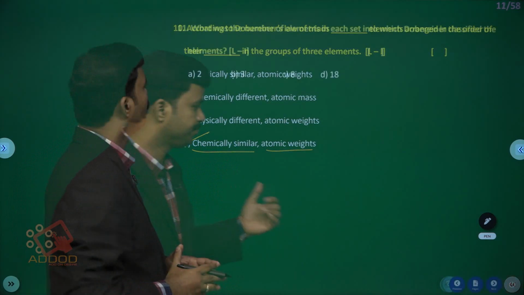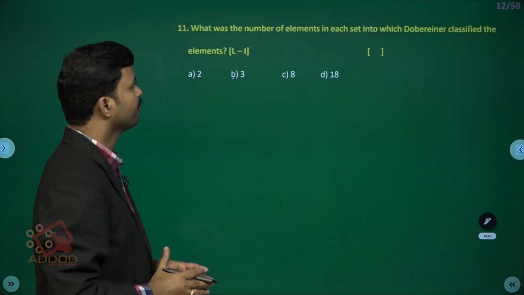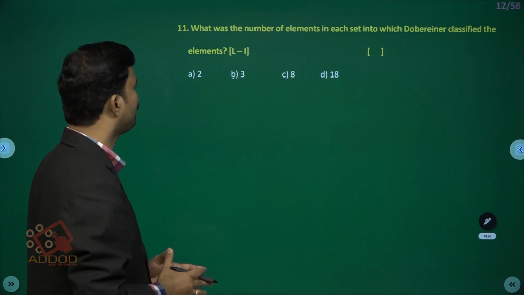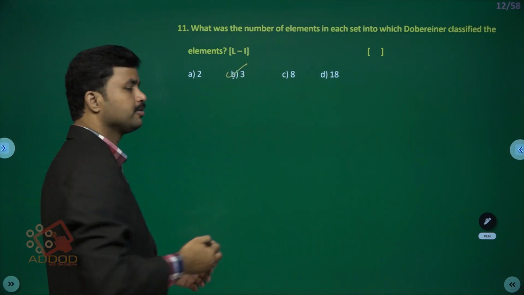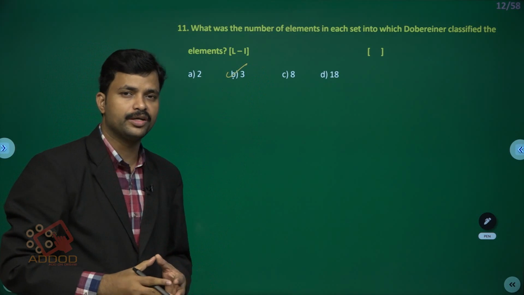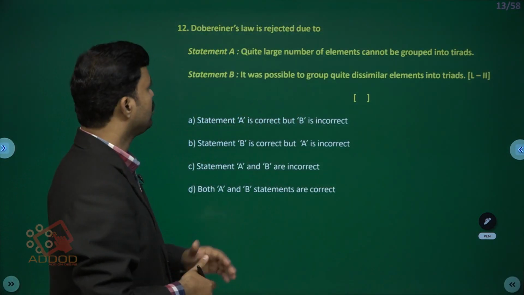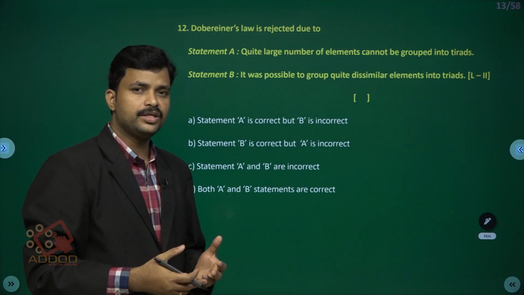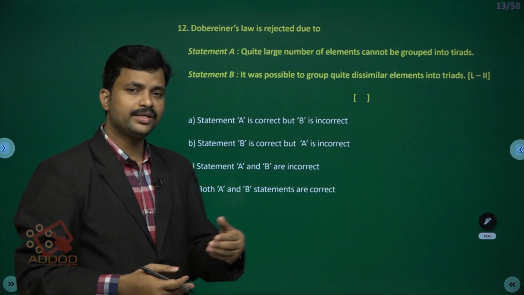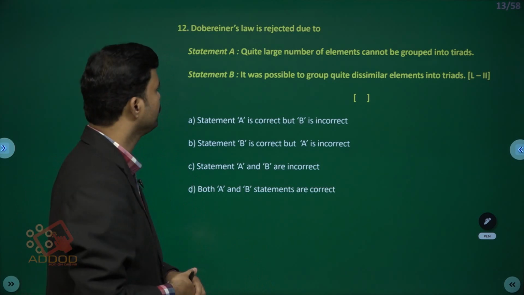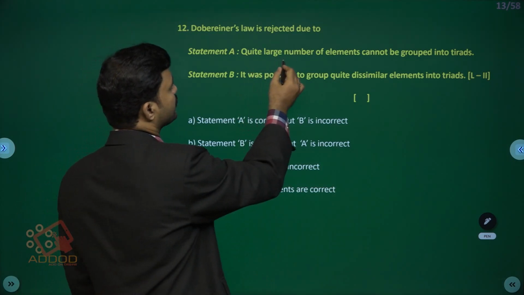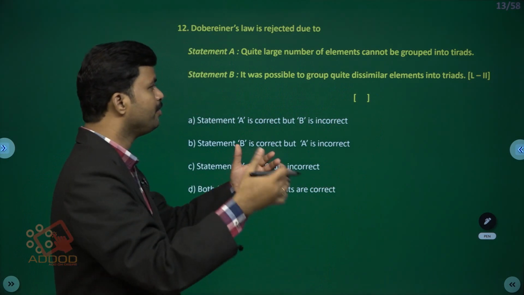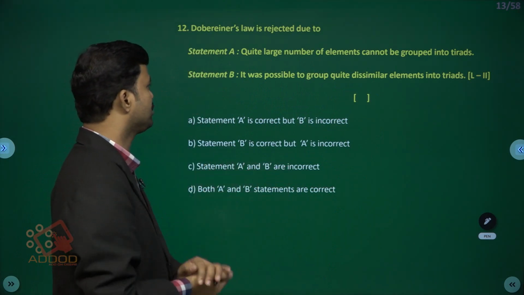Option fourth one. What was the number of elements in each set into which Dobereiner classified? In each set there are 3 elements according to Dobereiner, correct? Dobereiner's law was rejected because it fundamentally does not cover all elements and there is a discrepancy, some elements are not successful. Quite a large number of elements cannot be grouped into triads, that's one reason. Yes, all elements are not grouped into triads.